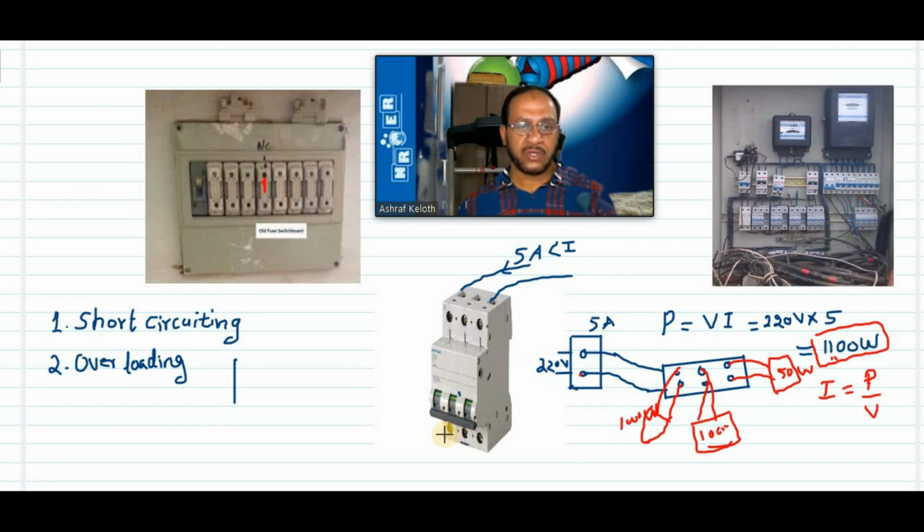That you can see in the new wiring system. If there is a very small mistake in the circuit, immediately the circuit will switch off, because these circuit breakers are more accurate. So these are the main reasons for flow of excess current in a circuit. One is short circuiting, the other one is overloading.